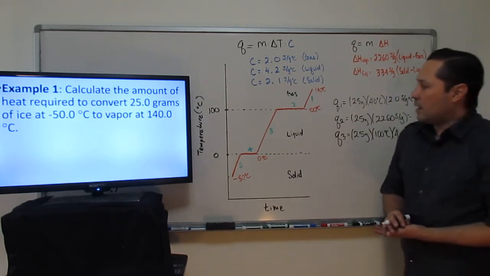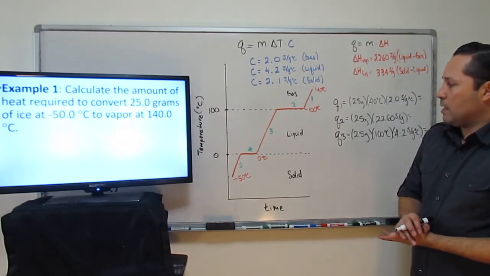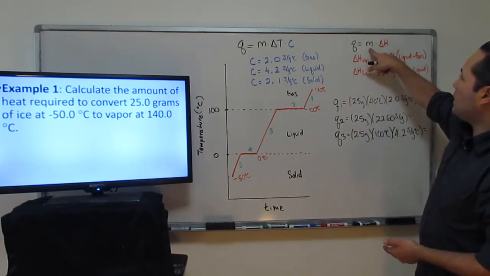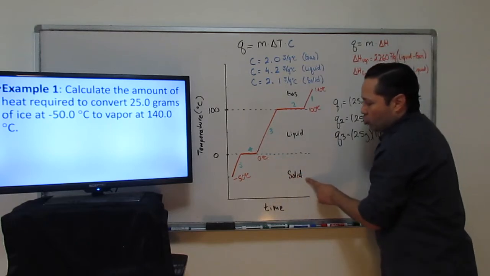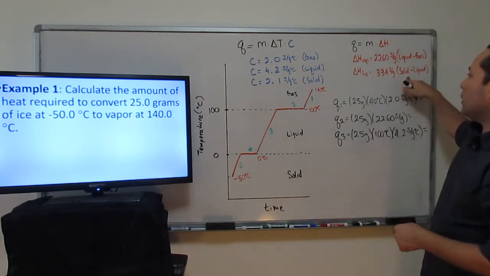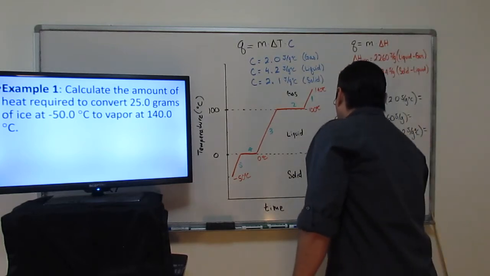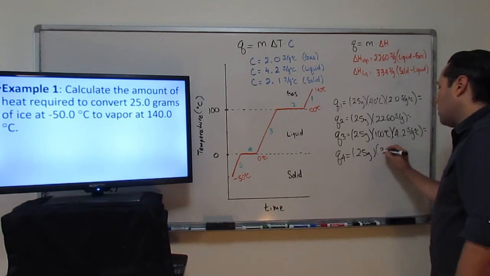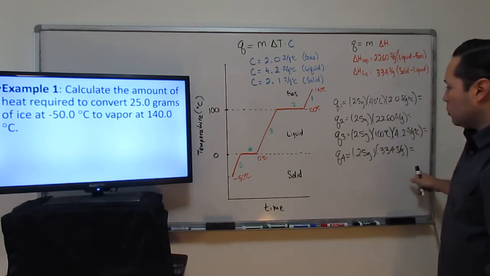All right, next, line number 4. It's flat, so therefore we use this formula right here, which is mass times the enthalpy. Line number 4 is between the solid and the liquid. So between solid and liquid is enthalpy of fusion, the 334. So I'm going to put Q4 is equal to 25 grams multiplied times 334 joules per gram. And we'll get the answers in a bit.